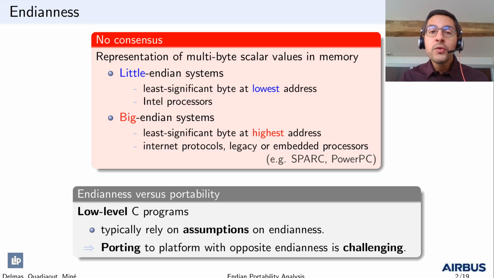Endianness is an important source of portability errors, especially in the case of low-level C programs. Indeed, the C standard leaves the precise encoding of scalar values partly unspecified. As a consequence, the same code may behave differently on platforms with opposite Endianness. Therefore, porting existing software to a new platform with opposite Endianness can be quite challenging.